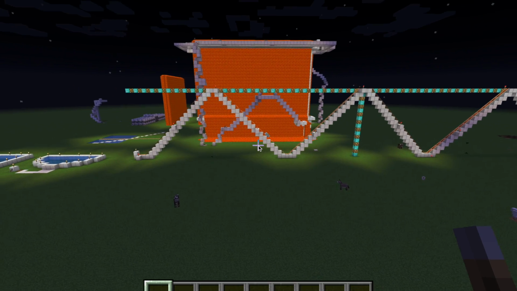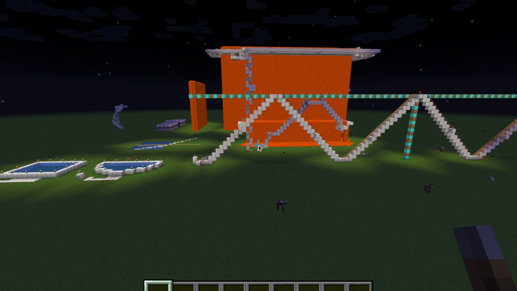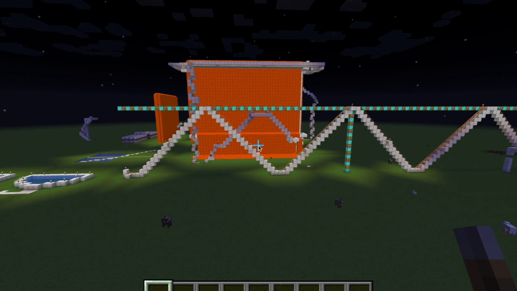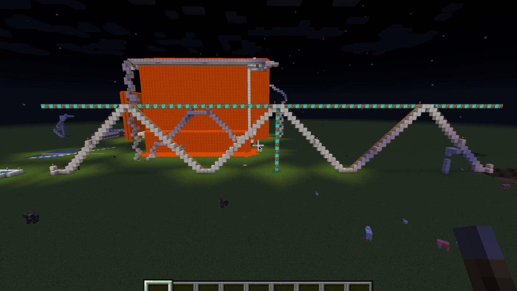Now, I did some counting, and the wavelength between each crest is 39 blocks, and the amplitude is 9 blocks. Now, amplitude is just the height of the wave over 2. I used a timer to time the minecart to get the frequency to be 0.41 hertz, and because of that, I got the period to be 2.43 seconds. And the velocity, since we know the wavelength and frequency now, is 16 blocks per second.